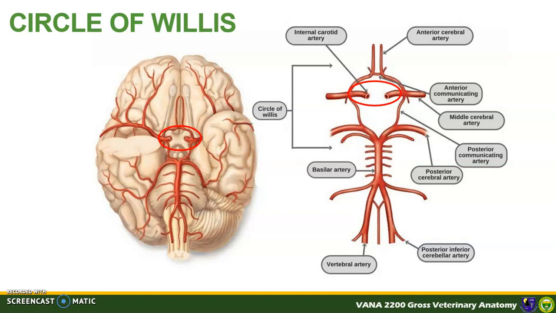The circle of Willis, or the arterial circle, is located ventral to the hypothalamus, encircling the infundibular stalk. It is formed by the paired internal carotid artery and the basilar artery. The basilar artery arises from the vertebral artery and the ventral spinal artery.